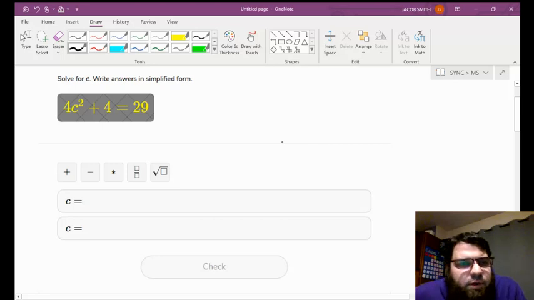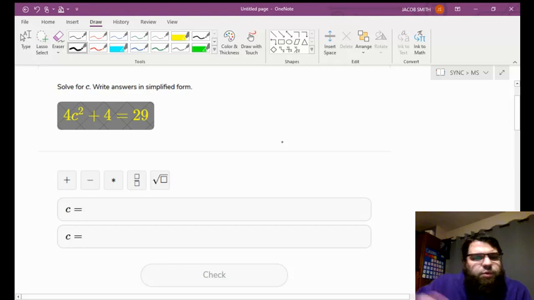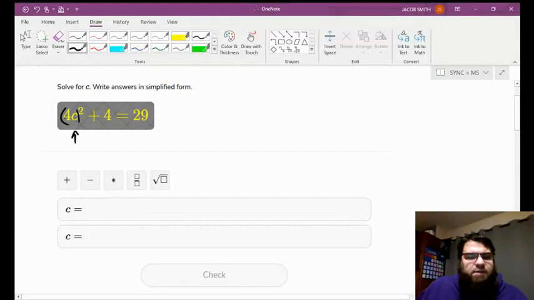So this first one wants us to solve for c, and we're supposed to be using the square root property. When we solve by square root, we want to get whatever thing is being squared by itself. In this case, that's the c. The square is only applying to the c. If it was like that, then it would be to the 4c, but it's not. So we want that c squared by itself.